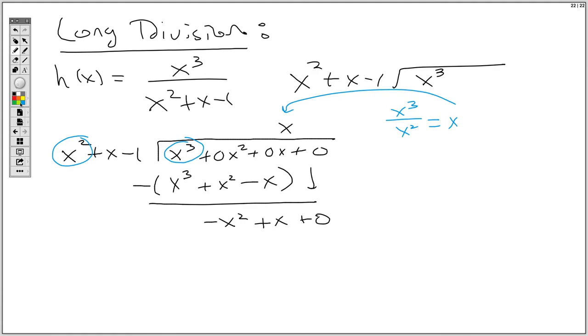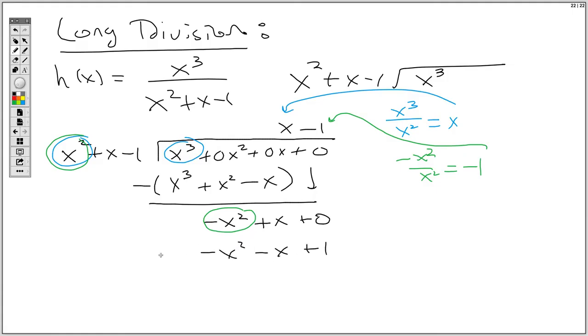And now I take this negative x squared divided by x squared. And that gives me a -1. So that's what I get. Now I put there -1. Multiply. Negative x squared, negative x plus 1. Subtract. Those cancel out. x minus a negative x is a positive 2x minus 1. And so that's my remainder.